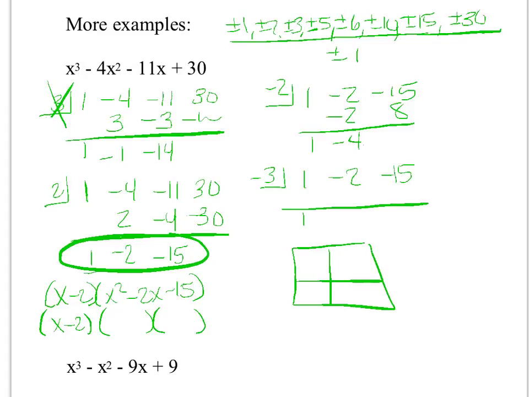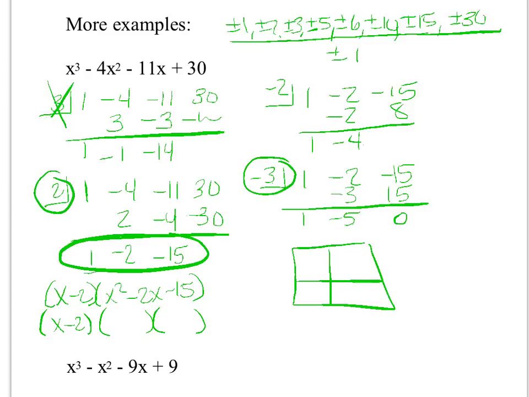So let's try that. I drop the 1. Negative 3 times 1 is negative 3. Negative 2 minus 3 is negative 5. Negative 3 times negative 5 is a positive 15. Ooh, that worked. That gave me a 0 there. Okay, so now I know negative 3 is a zero. So I know 2 is a zero and negative 3. So I have one more.